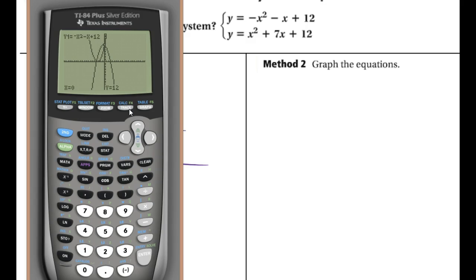As you can see, the parabolas are intersecting at 2 points. So now we want to figure out what those points are. So using the intersect feature, we're about to find the intersection points. So go to Second Calc and down to Intersect.